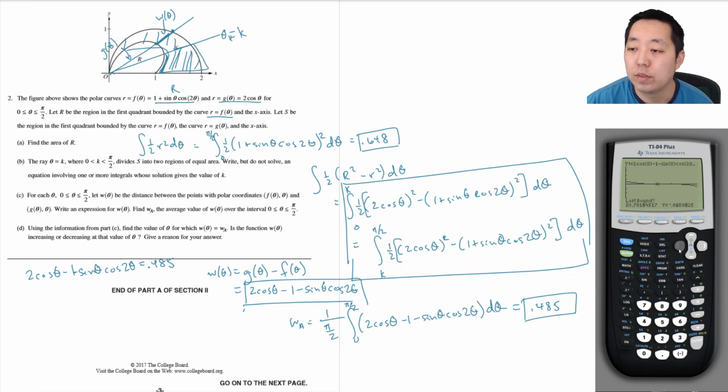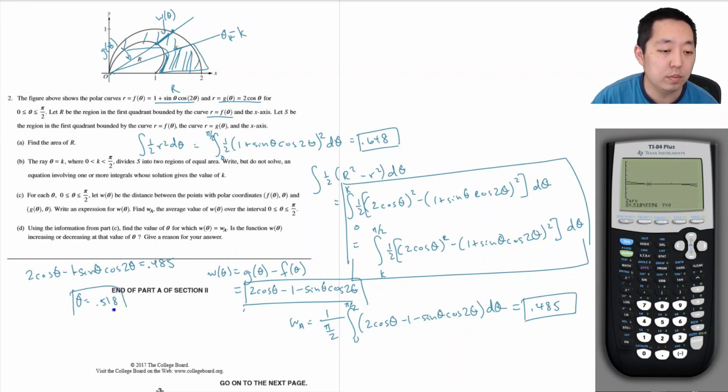Just make sure we're above it. Here I'm above it. Below it. So this happens at theta is equal to 0.518. Okay? And I want to know if it's increasing or decreasing at that point. I just need to take the derivative of this and then plug in 0.518.